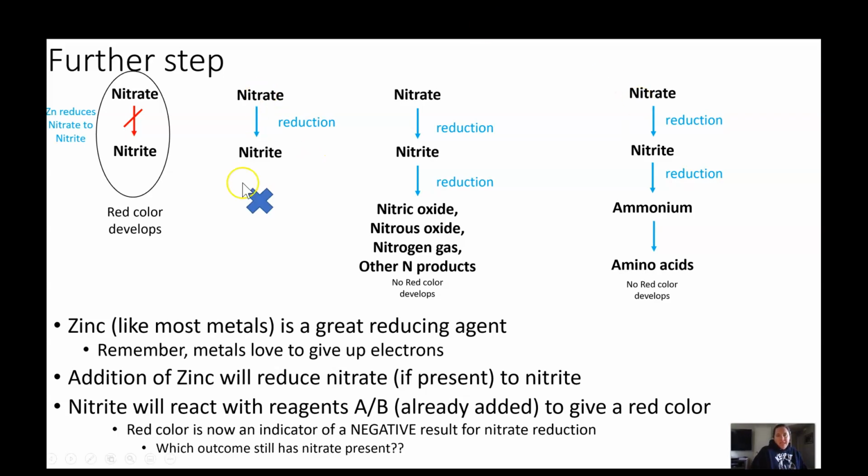Notice that we don't even have to add zinc to this test because we already have our positive result here. So you don't even have to add zinc if we already have that red color. So now we have a true negative. We have our true positive already from simply adding reagent A and B. And now because no red color developed even after the addition of zinc, we now have a true positive result, which is our accurate result.